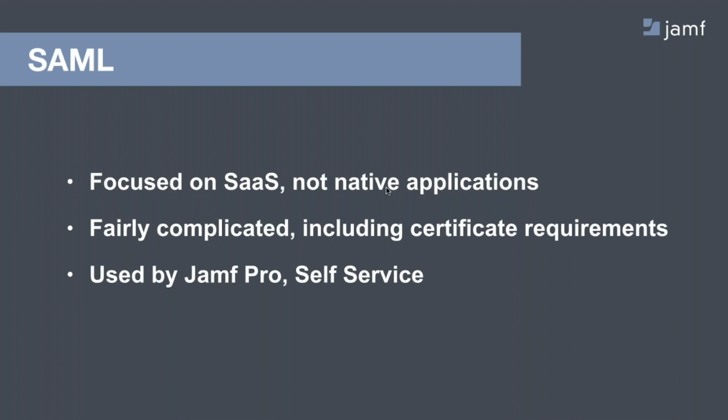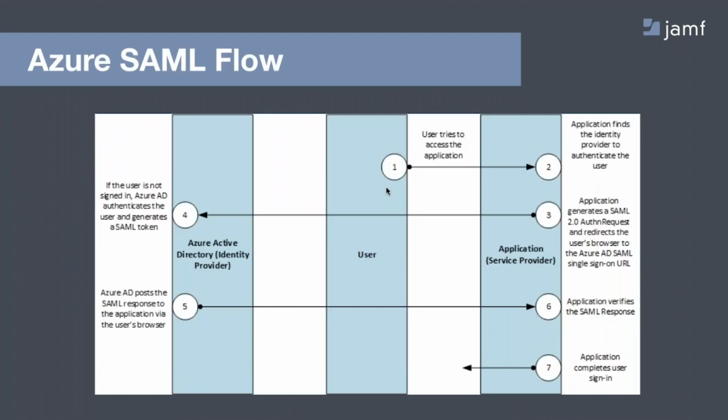Commonly used, Jamf Pro, Self Service, lots of others, this was the first single sign-on protocol to be used for a variety of enterprise applications. If you go to the Microsoft help sites, they've got a little Azure SAML flow. We're not going to spend much time on this, but you can see it goes back and forth between a user, the application service provider, the identity provider, and then back and forth. And we're going to give you a little bit better example of this interaction as we get into OpenID Connect in a little bit.